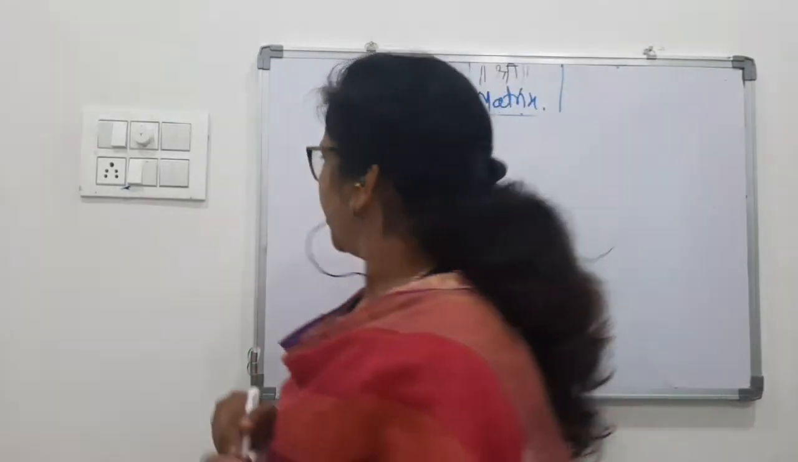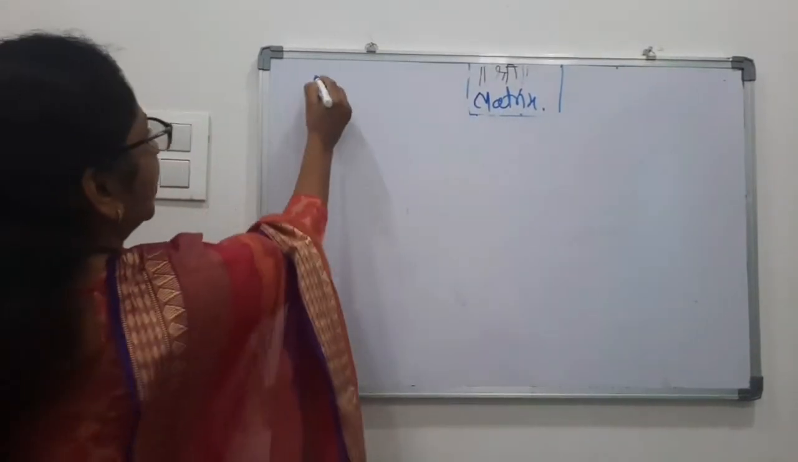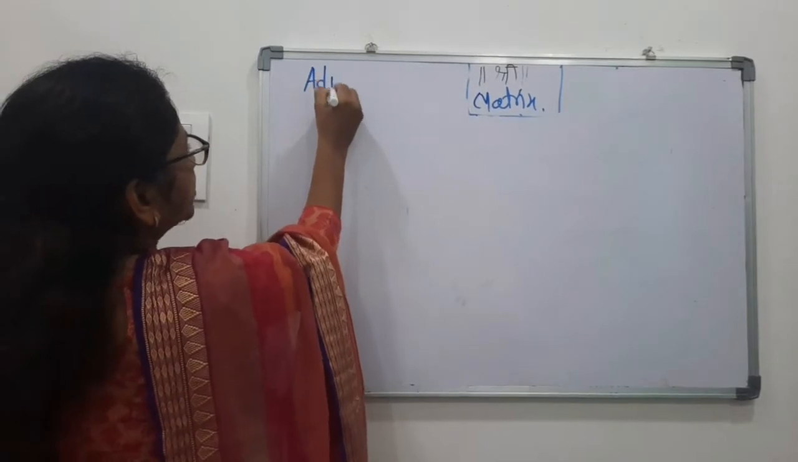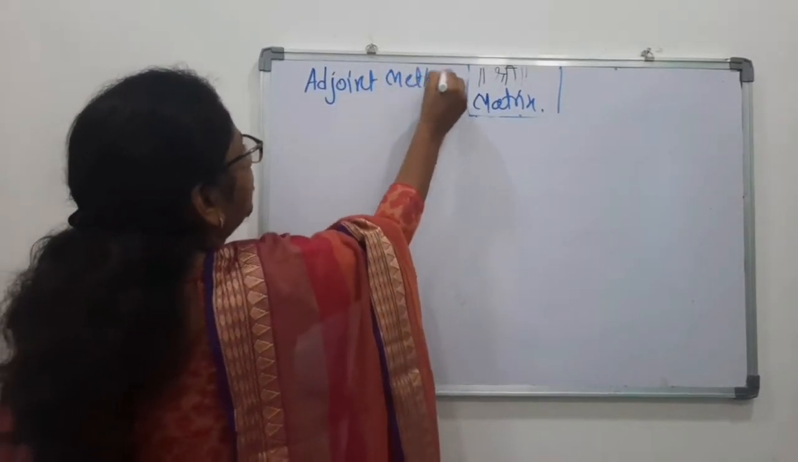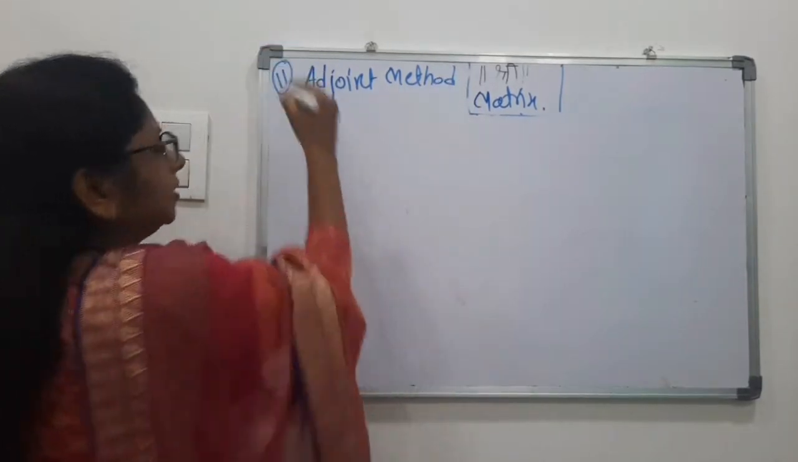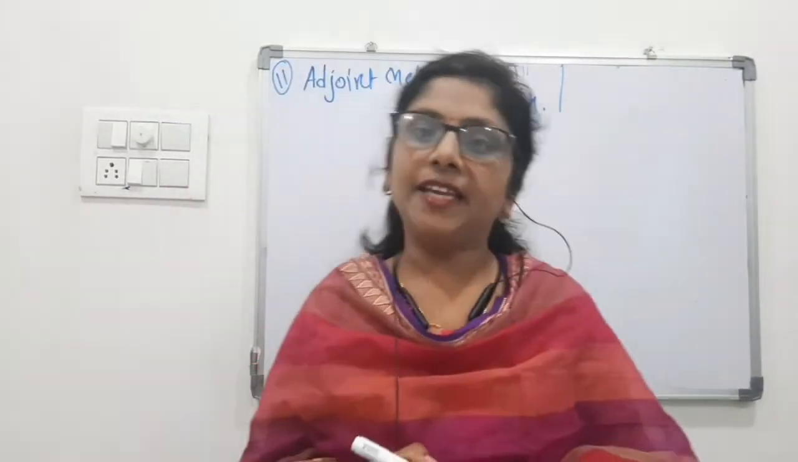Good. Now in the last lecture we had seen how to find the inverse of a matrix using row and column transformations. Today we are going to discuss how to find the inverse by the adjoint of a matrix. So this is the second method to find the inverse of any matrix.